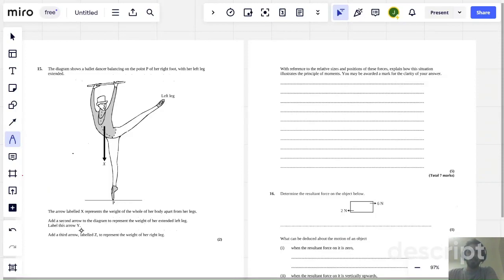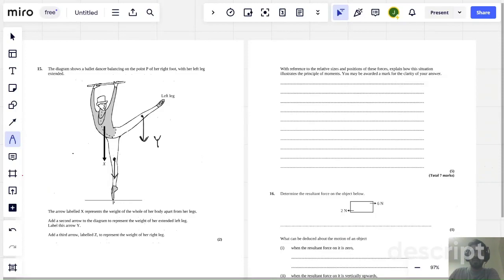Label this arrow Y. Okay, so we have to just add a vector that would represent the weight of her left leg. So weight will always be acting straight down. This is Y. We also have to add a third arrow labeled Z to represent the weight of her right leg. So weight of her right leg will be acting straight down.